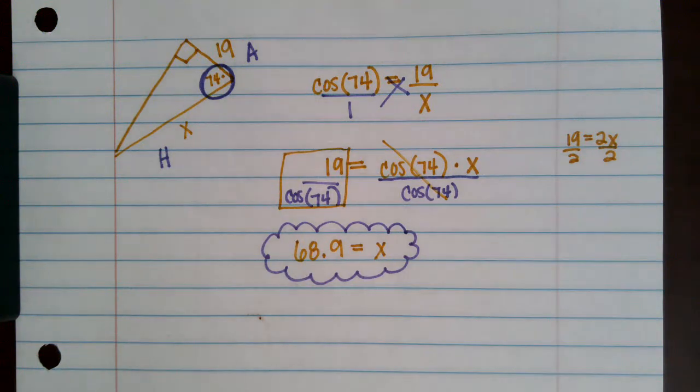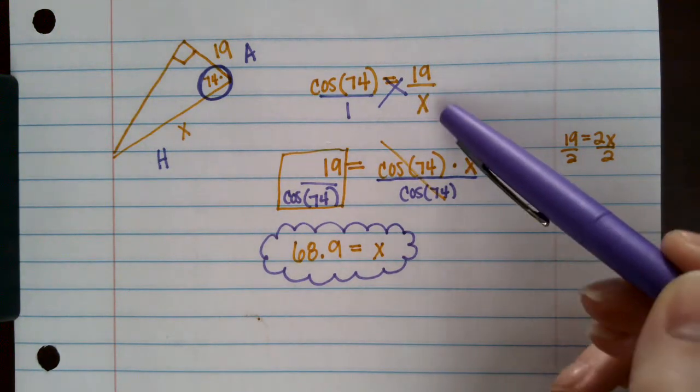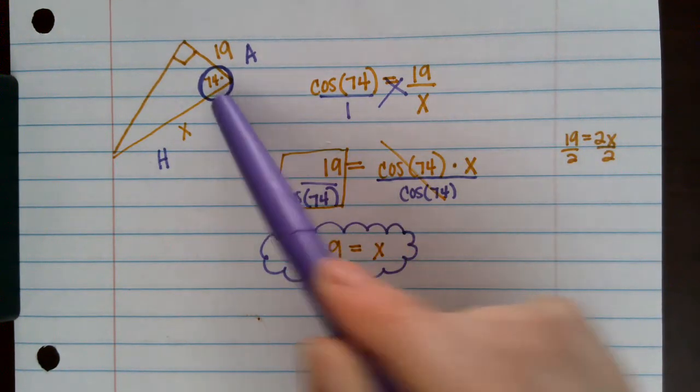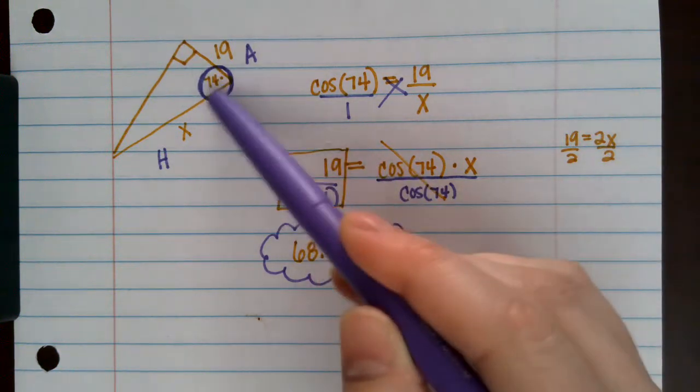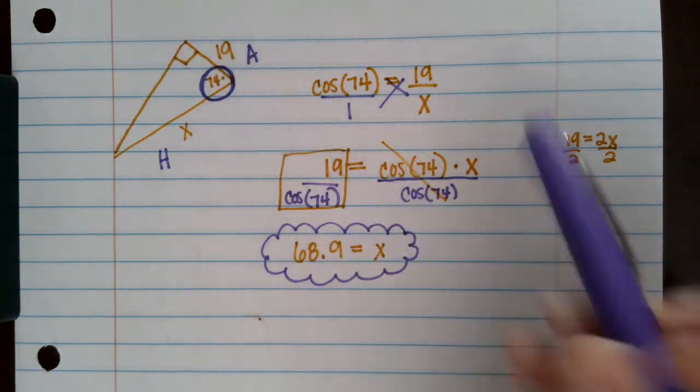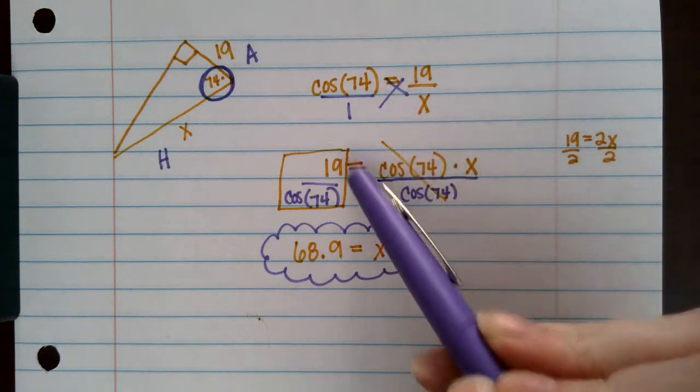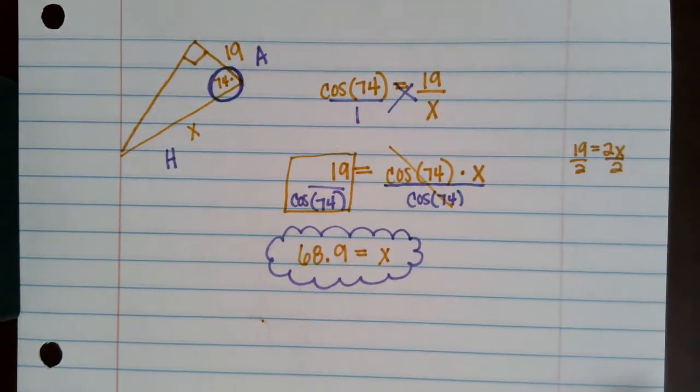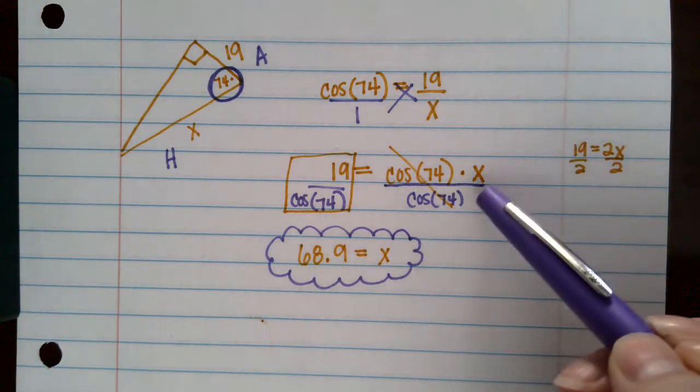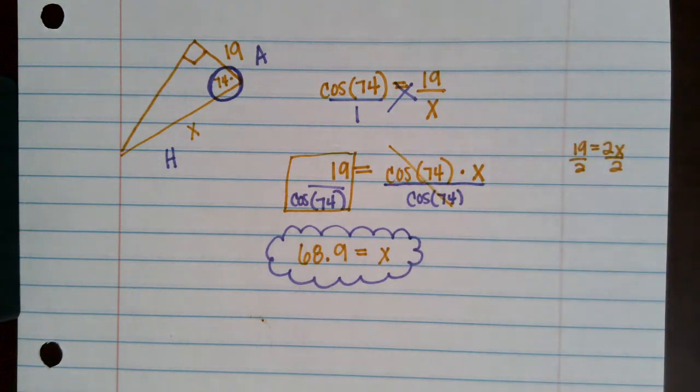So when you set up your proportion, don't get in the habit of like, okay, I'm always going to multiply my trig ratio by this number. That's just not true. Sometimes you multiply, like in the first example, and sometimes you will divide, like in this one.